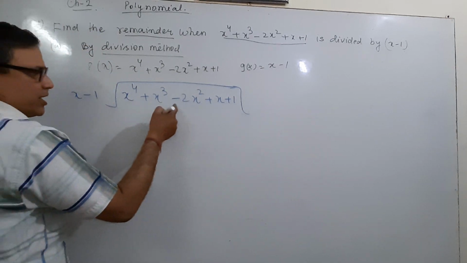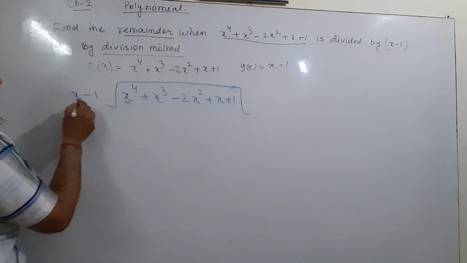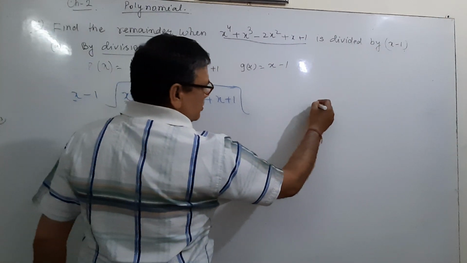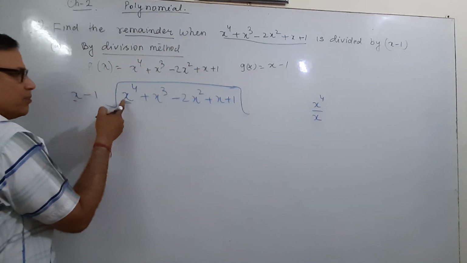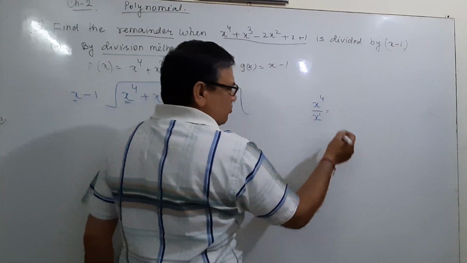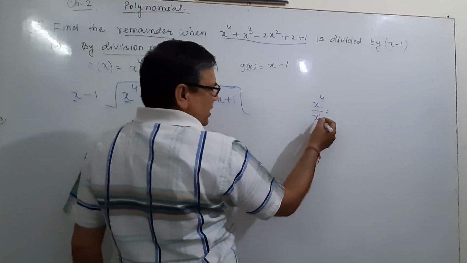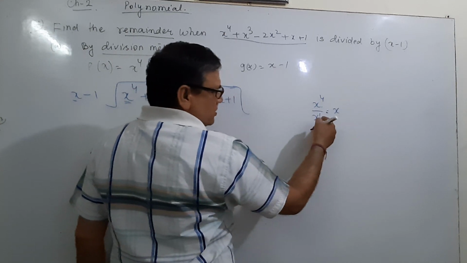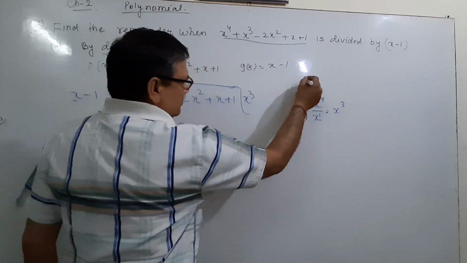The polynomial is already in standard form. What do we do first? First term divided by first term. x to the power 4 is divided by x. Here we will do some working notes. x to the power 4, the first term of the dividend, divided by x, the first term of the divisor. We apply the law of exponents: x to the power a divided by x to the power b is x to the power a minus b. So x to the power 4 minus 1, which is 4 minus 1, 3. It is the quotient, x to the power 3.